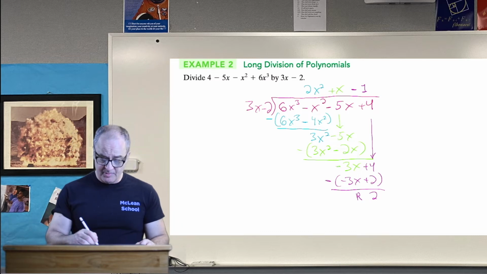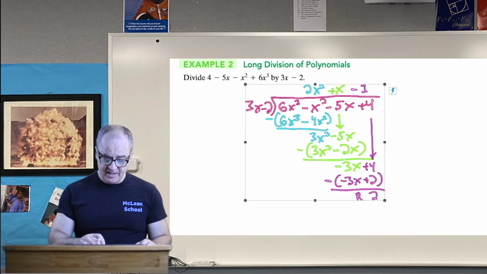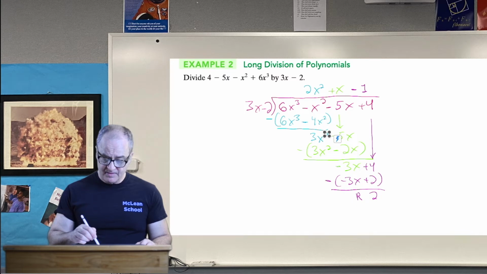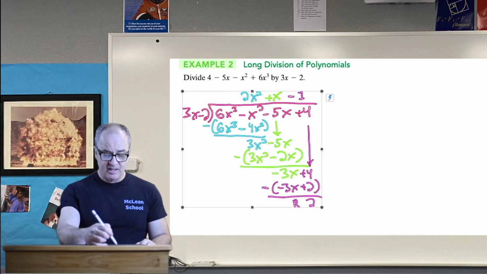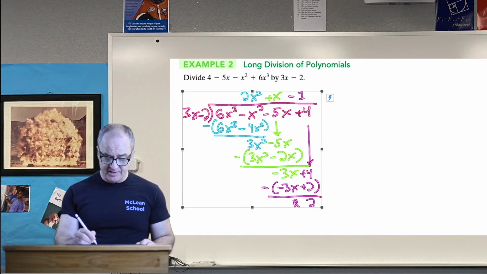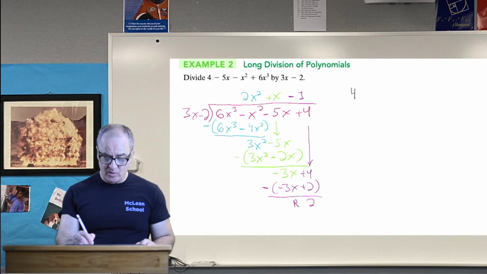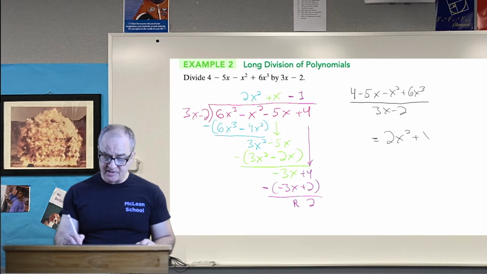Let's give myself a little more room here. But what we did learn is that if we wanted to, and there's some reasons in future classes why you do want to, we could rewrite the fraction 4 minus 5x minus x squared plus 6x cubed divided by 3x minus 2 as 2x squared plus x minus 1 plus 2 divided by 3x minus 2.